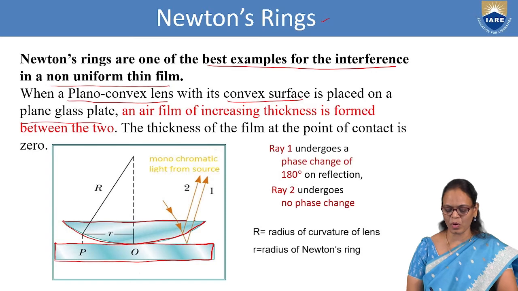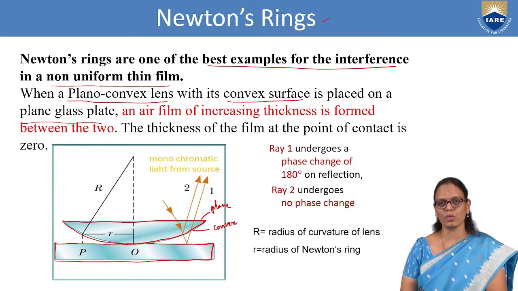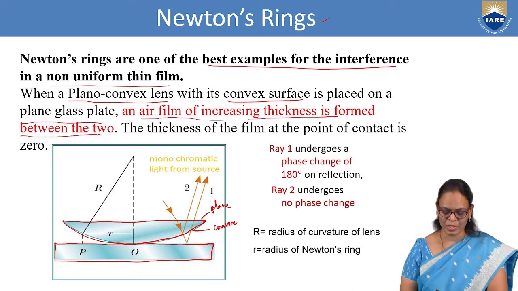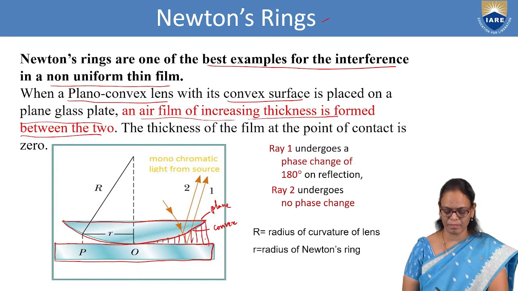And this is a plano-convex lens. Plano-convex means one side of it is plane and the other side is convex. So we have taken a plano convex lens and we are putting it on a thin glass plate. So then what happens? An air film of increasing thickness is formed between the two. Between the glass plate and the plano convex lens, you see here this region is nothing but air.